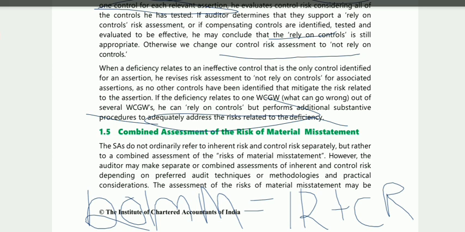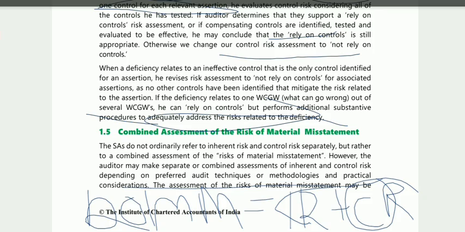However, the auditor may make separate or combined assessments of inherent risk. So they are saying that it is not separately identified, but it is a combination of both of these. But the auditor may make separate assessments, that means he can separately assess the inherent risk and separately assess the control risk, depending on the preferred audit techniques or methodologies he is using. So I guess this was pretty much clear to all of you.